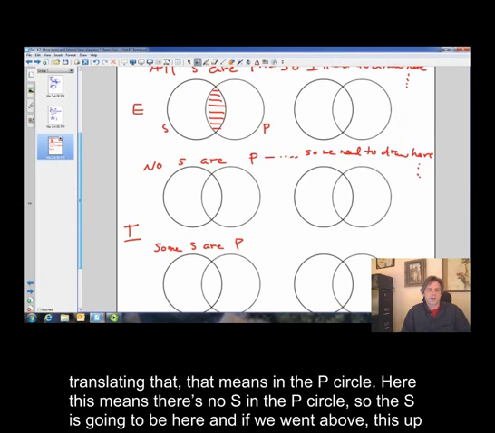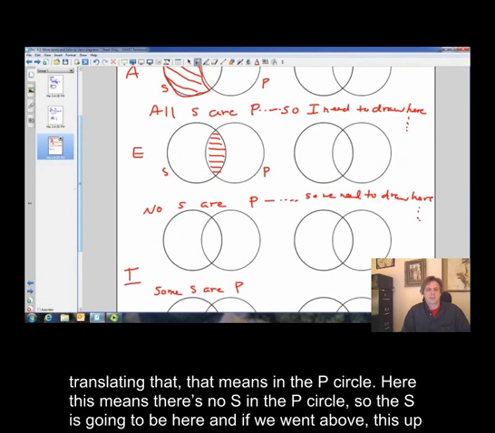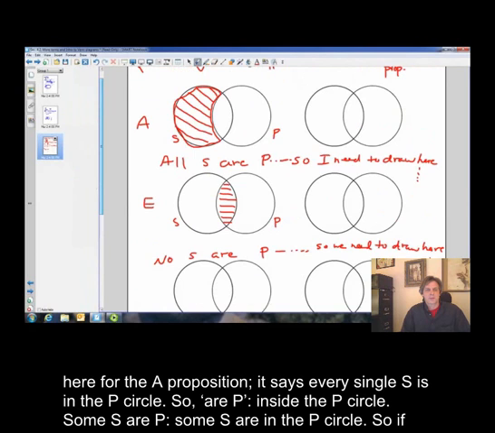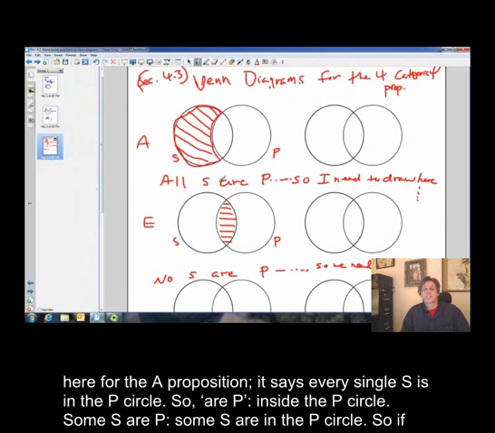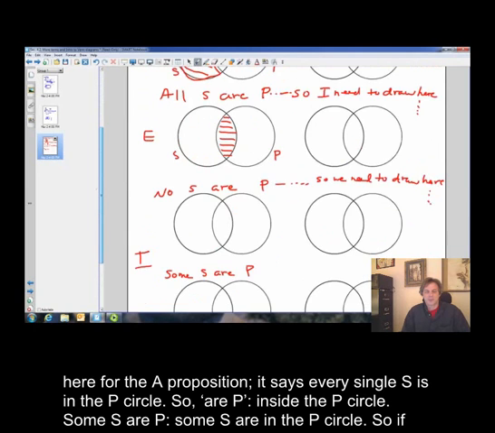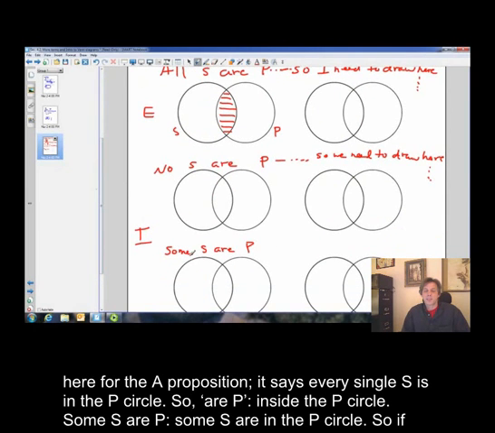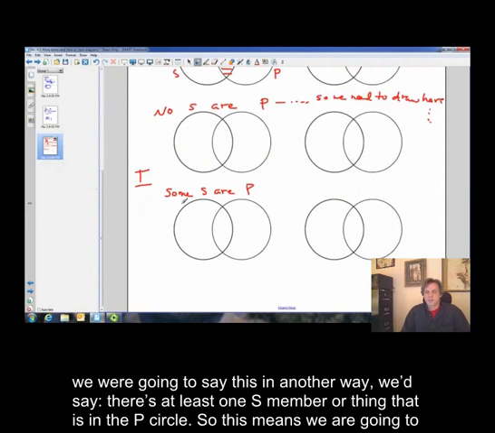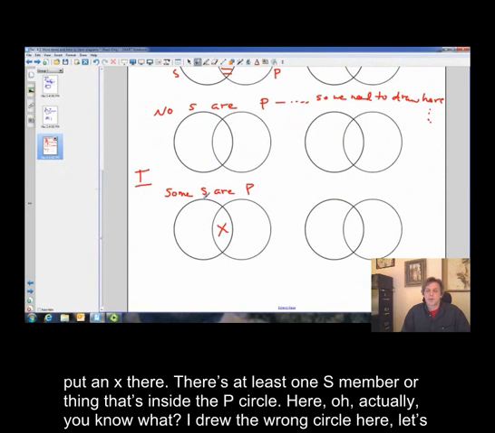And if we went above, it says this up here for the A proposition, it says every single S is in the P circle. So R P inside the P circle. Some S are P, some S are in the P circle. So if we were going to say this in another way, we'd say there is at least one S member or thing that is in the P circle. So this means we're going to put an X there. There's at least one S member or thing that's inside the P circle.